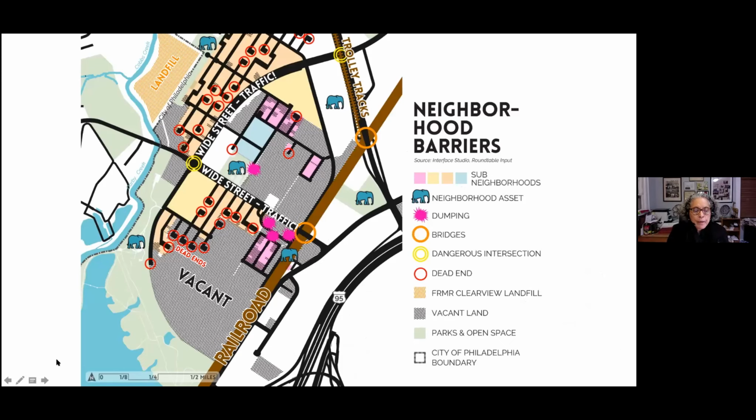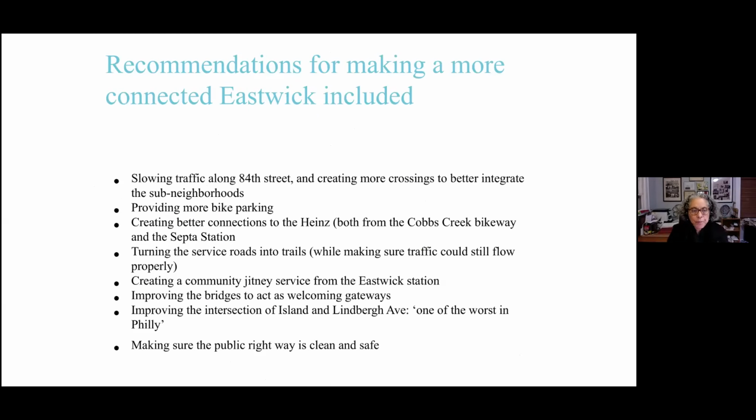This is a drawing by the Interface Studio team, looking at some of the things that made the space in Eastwick so problematic. You see for example, the red circles around all the dead ends. Then there were extremely wide streets, which made it difficult to walk around. There was lots of vacant land. So you're just always running into a barrier to get around the neighborhood. The blue elephants, by contrast, are some of the outstanding things in the neighborhood. So it's an extraordinarily complicated space, and then unpuzzling it became part of the design work.